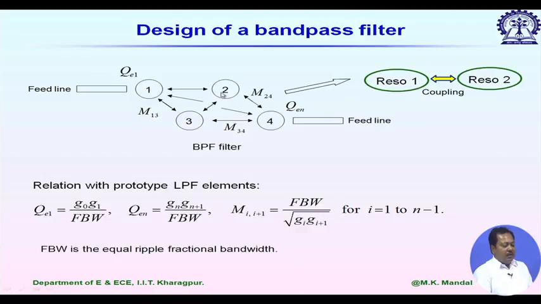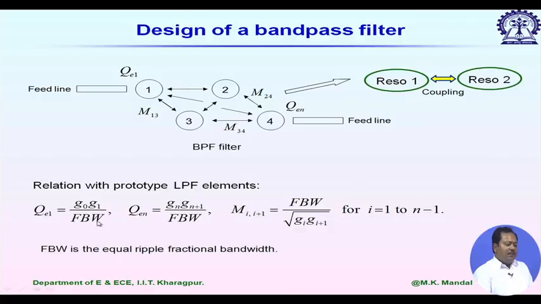I will discuss later what the coupling coefficient is and how we can extract the values using any full wave simulator. This coupling can be electric coupling due to the electric field, it can be magnetic coupling, or even mixed coupling. So this is a complex situation, and the relationship with prototype LPF elements, I am showing you directly the values. QE1 we can relate to the G parameters. This is equal to G0 G1 divided by FBW. FBW represents the fractional bandwidth.